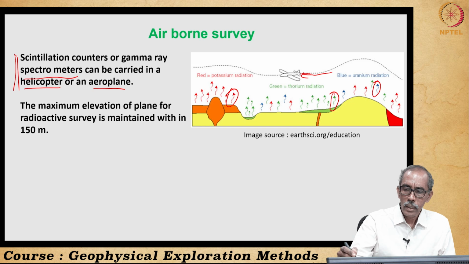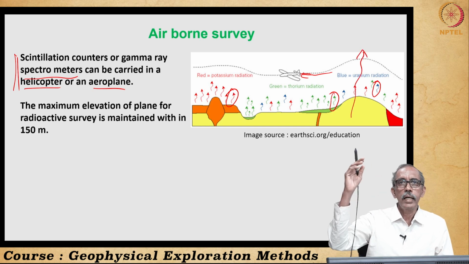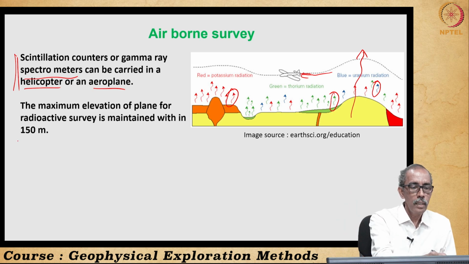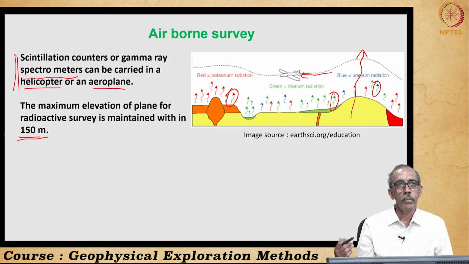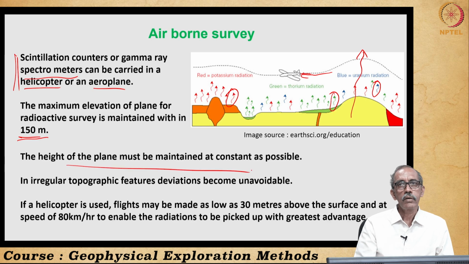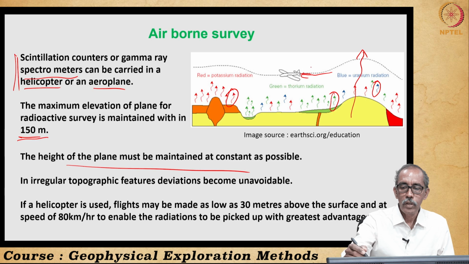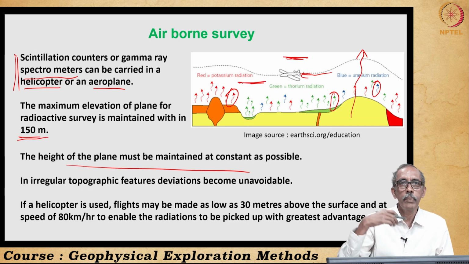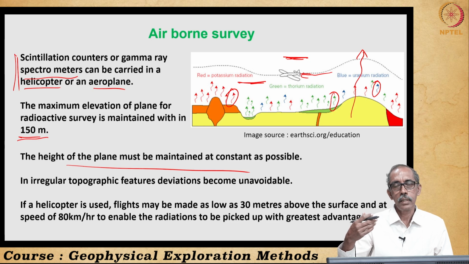But even the gamma radiation may not travel to greater height. So, it is always better to fly at a lower altitude to get better results, right. Normally, we fly at an altitude of about 100 to 150 meters, right. Also, the height of the plane has to be maintained constant to overcome the error, right, because when the flight goes above and flies at a higher altitude, the signal which we receive may get reduced. When we fly lower, we may be capturing a higher amount of signal, right.